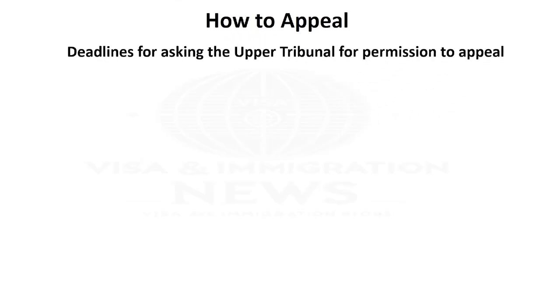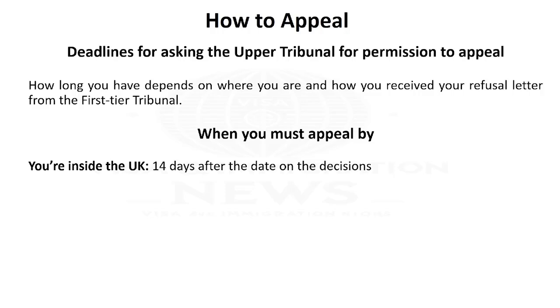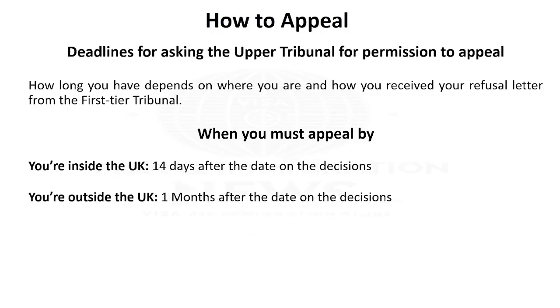Deadlines for asking the Upper Tribunal for permission to appeal. How long you have depends on where you are and how you received your refusal letter from the First-tier Tribunal. When you're inside the UK, 14 days after the date on the decision. If you're outside the UK, 1 month after the date on the decision.